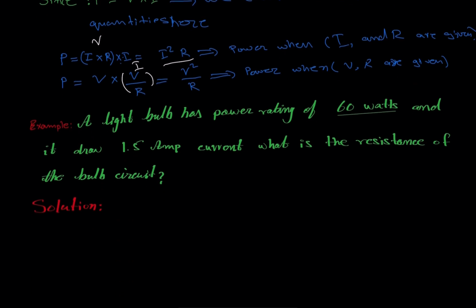Okay, let's go on to the examples here. A light bulb has a power rating of 60 watts and it draws 1.5 amp current. What is the resistance of the bulb circuit?